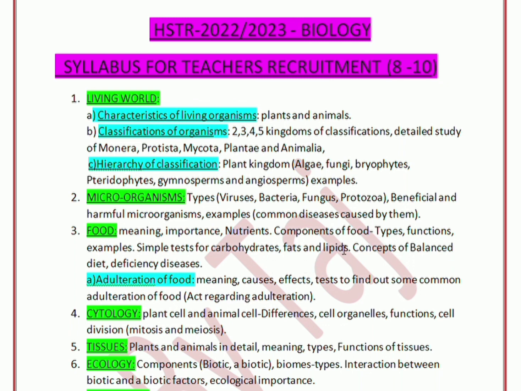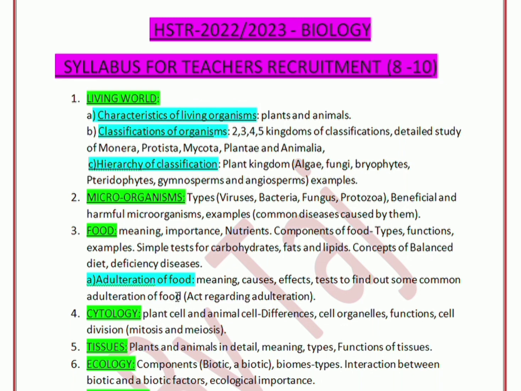Here in food, components of food, types they have given. There you have to study about the carbohydrates, proteins and lipids. And next, what you have to learn about is simple tests for carbohydrates, fats, lipids, and the concept of balanced diet, deficiency diseases you have to learn in this.